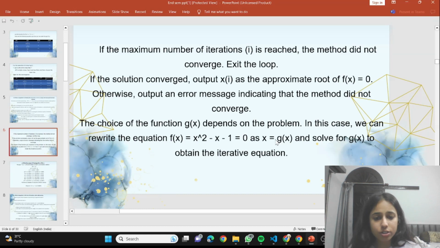The choice of the function g(x) depends on the problem. In this case, we can rewrite the equation f(x) is equal to x square minus x minus 1 equal to 0 as x is equal to g(x) and solve for g(x) to obtain the iterative equation.